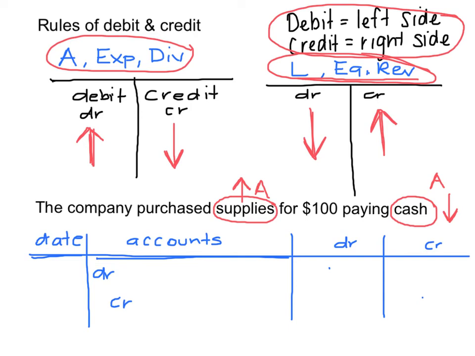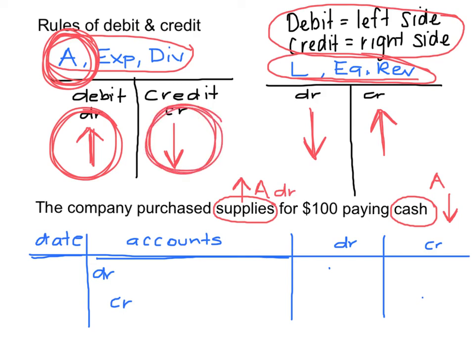So to answer this question, I need to use the rule for assets, which is over here. An increasing asset is always a debit. So this is going to be a debit. A decreasing asset is always a credit. So this will be a credit. There will always be one debit and one credit.